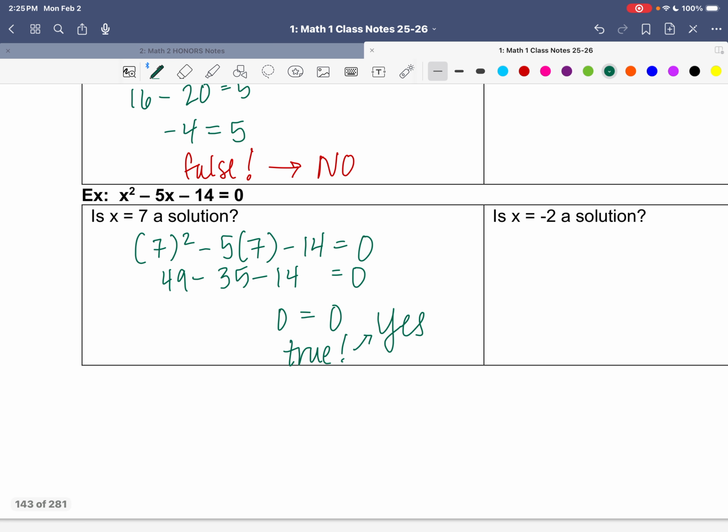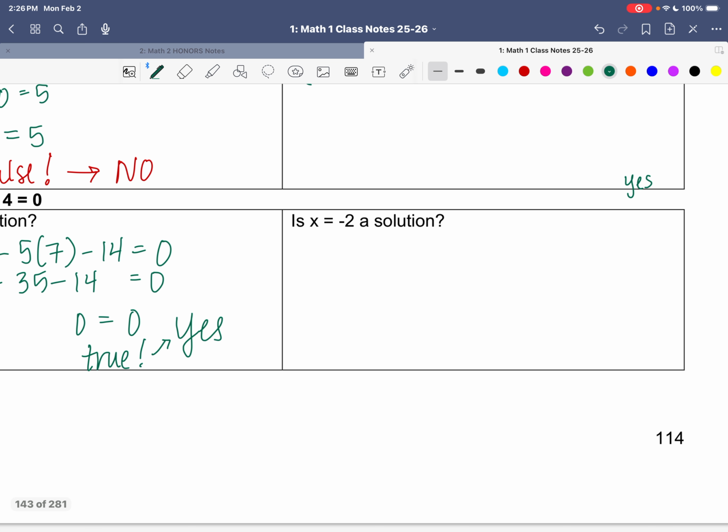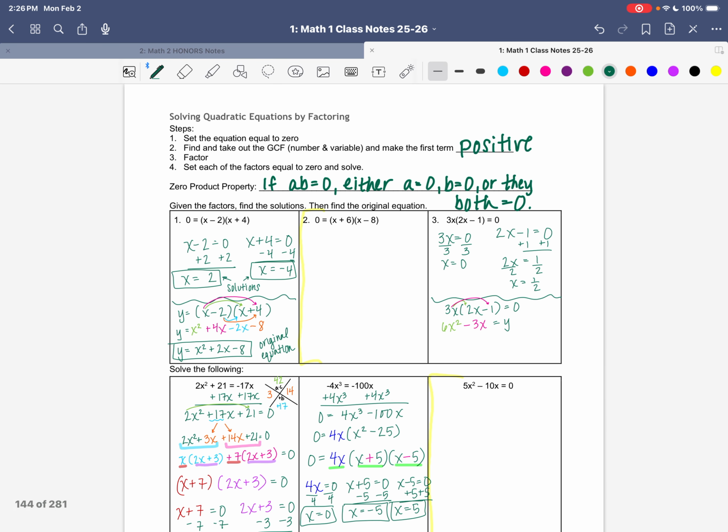All right, so now we're going to do the same thing. We're going to take this equation, and it's x equals 7 a solution. So same thing, wherever you see x, we're substituting in 7. And if you get a true statement, so 7 squared is 49, -5 times 7 is -35, and then bring down the -14. So now go ahead and combine all this. That's going to give you 0. Bring down this 0. Since 0 does equal 0, it is true, so yes, this is a solution. So okay, go ahead and try this one, and if you do it correctly, it is a solution, but make sure you show the work to back it up.